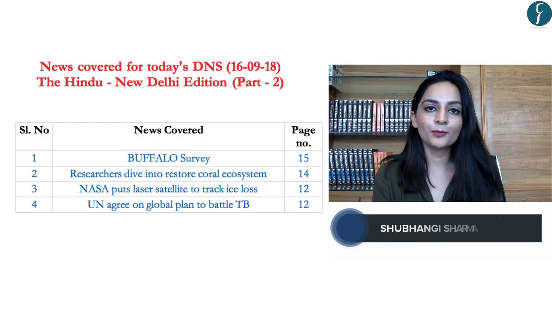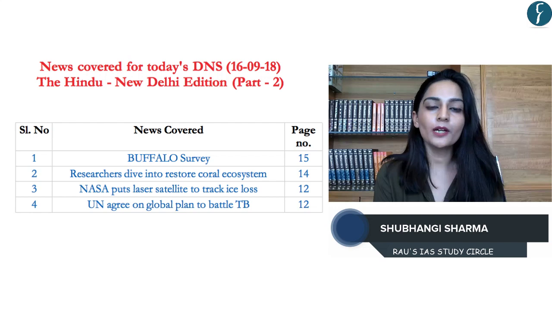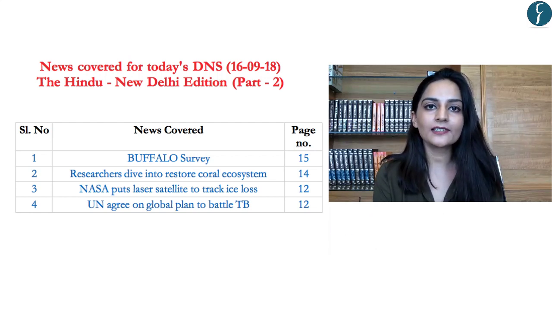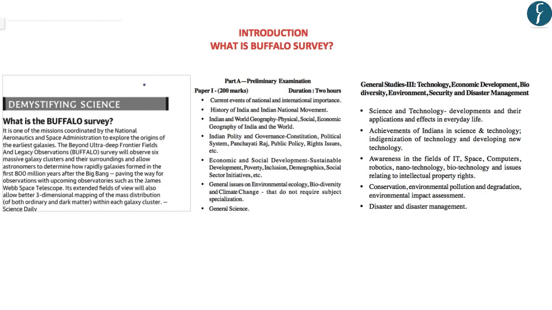Hello everyone, let's move on to the second part of this video in which I'll be analyzing the articles presented on the screen. These articles have appeared in the Hindu Delhi edition dated 16th September 2018. So let's begin. This news appears on page 15 of part 1 of the Hindu edition, and it reads: what is the Buffalo Survey. Now, this will be covered under the general science section in the context of the preliminary examination, and it also forms a part of science and technology in GS paper 3 mains.